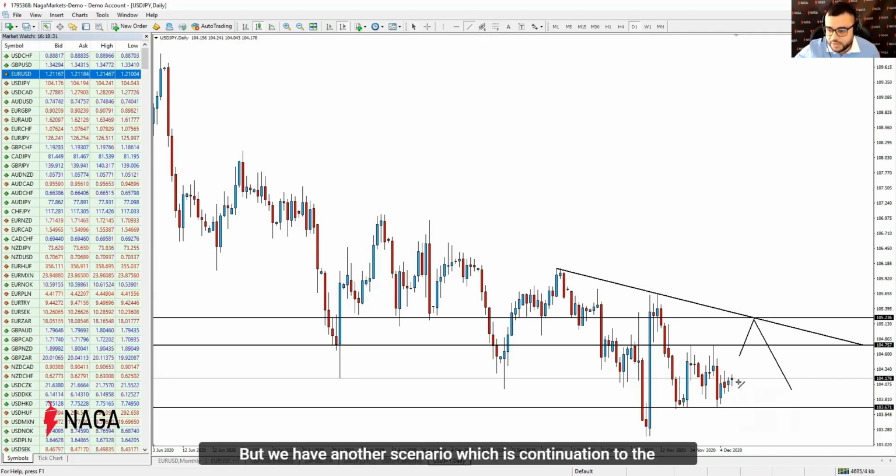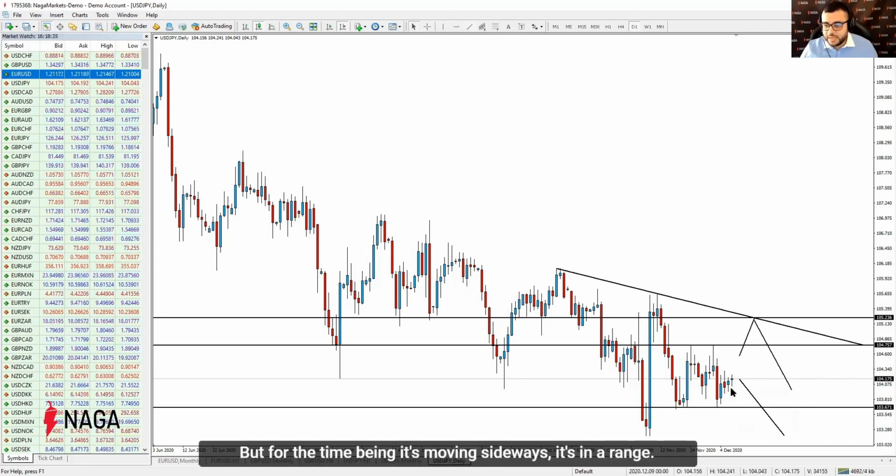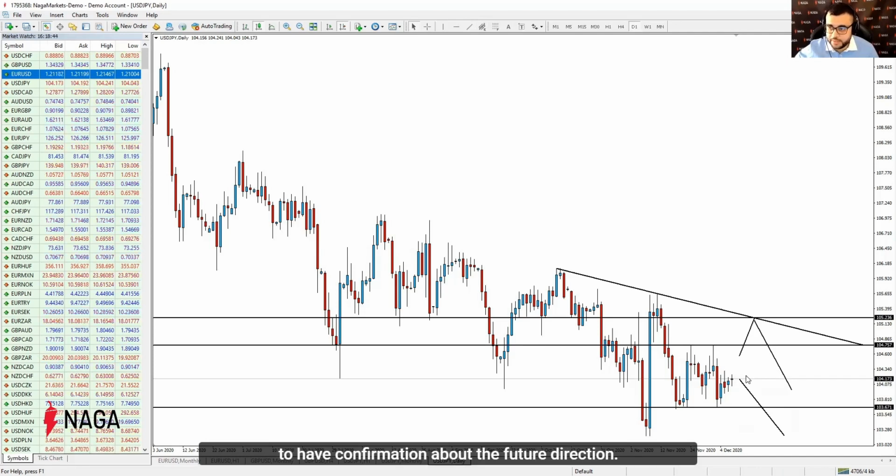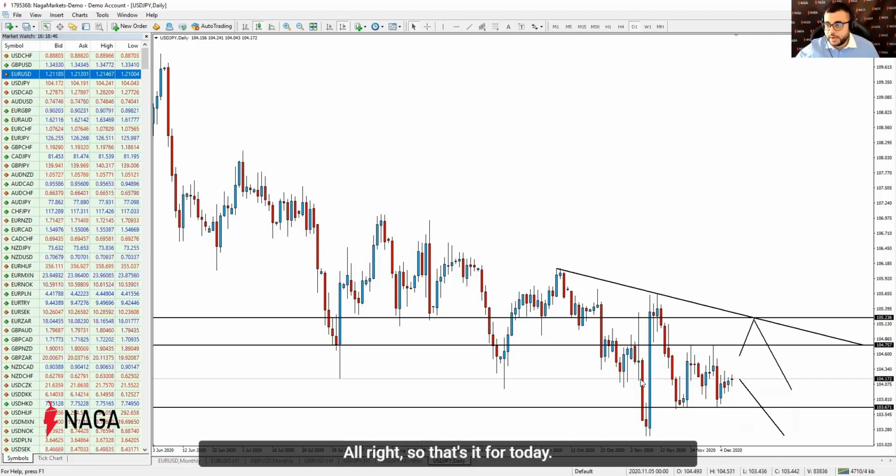But we have another scenario, which is continuation to the downside as well. But for the time being, it's moving sideways. It's in a range. So the best thing to do is to wait for more price action to have confirmation about the future direction.